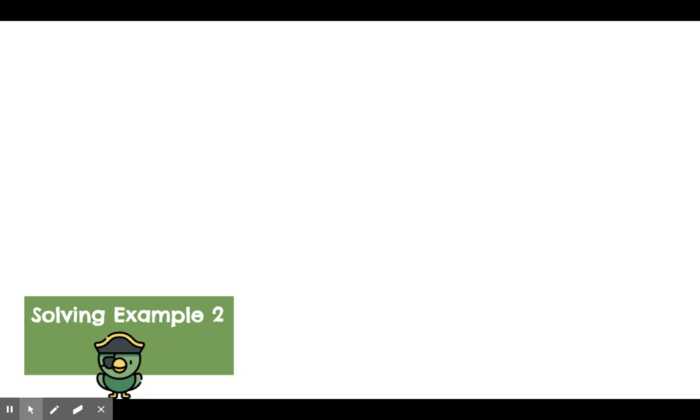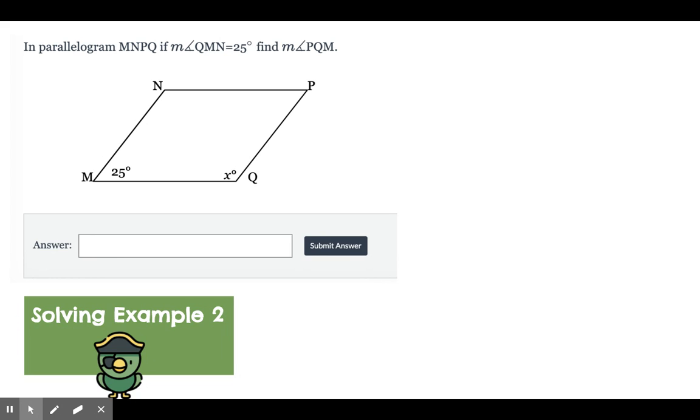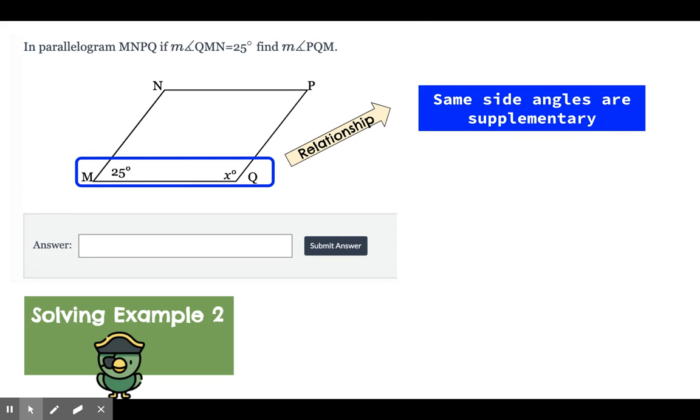We have our parrot friend introducing our other example. We have in parallelogram MNPQ, if the measurement of angle QMN is equal to 25 degrees, find the measurement of angle PQM. Okay, so once again, we want to think about what the relationship is. And if we think about the relationship, we notice that they are on the same side and same side angles are supplementary. Once again, try to think of SSS, same side supplementary.